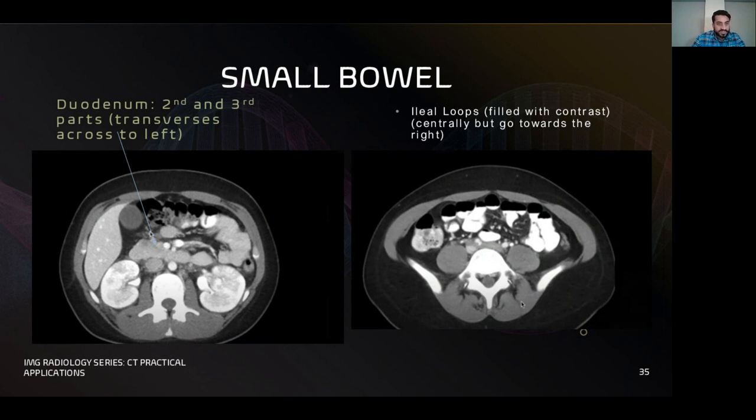You've got your kidneys here, and this is the duodenum, and from the duodenum, you've got your jejunum and then the ileum. And these are some ileal loops that you can see here. Essentially, they're filled with contrast in this particular picture. Okay. And they go towards the right-hand side. And when they go towards the right-hand side, the ileum then joins in with the large bowel through the ileocecal valve. We're going to talk about that in just a minute.